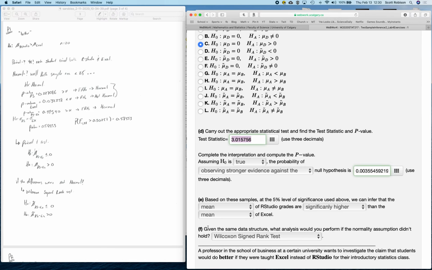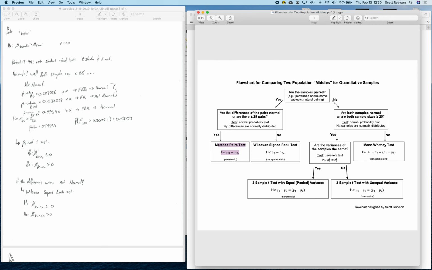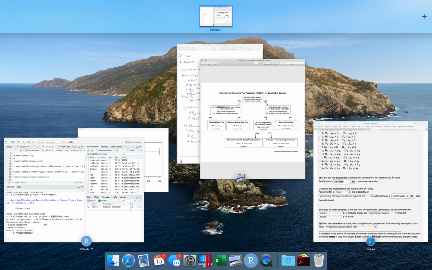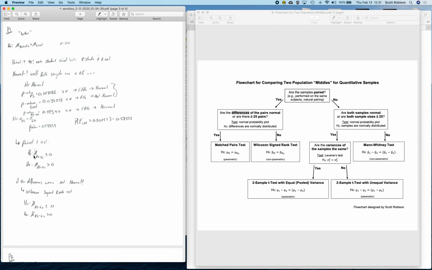Now, if we had found, when we were at this point, that the differences were not normal, then we would have gone to the Wilcoxon signed rank test. And then we would have been comparing the median differences, not the mean differences. So our hypothesis would not look like mu of differences, it would look like median. So here mu with a tilde on top of differences.